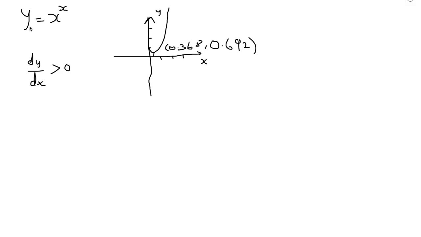Now what we're going to do for this equation is we're going to take log on both sides. Log y equals x log x, because log x to the power of x, the x on the power will come to the front, so it will become like this.